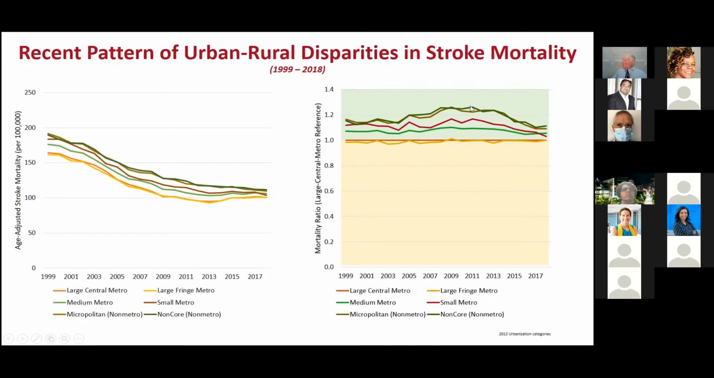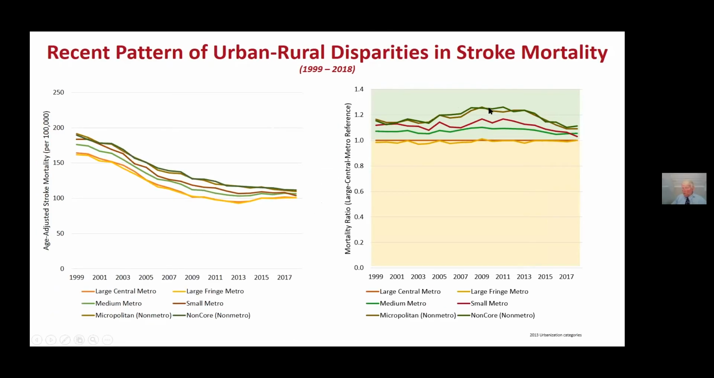It increased up to about 28% higher risk around 2010. But since then, for reasons that, I'll tell you, are completely not understood, it has been decreasing, so that by 2018, we're back down to roughly where we began, but still a sizable 8 to 12% higher risk of dying of a stroke if you're in a rural area.